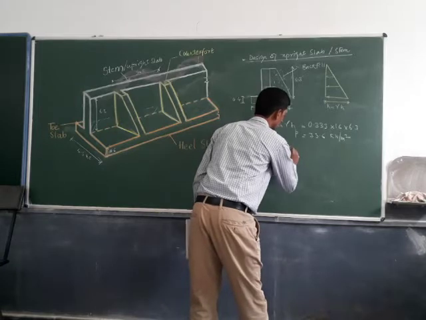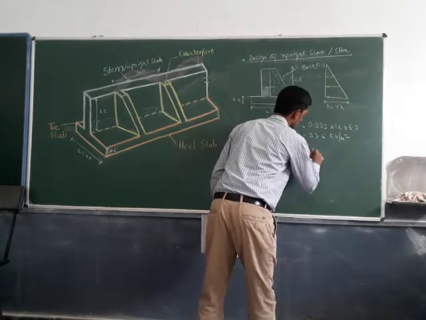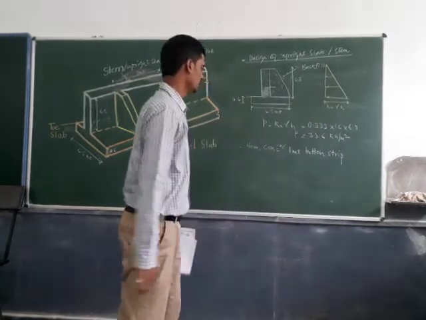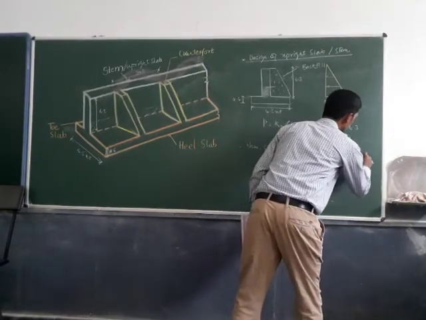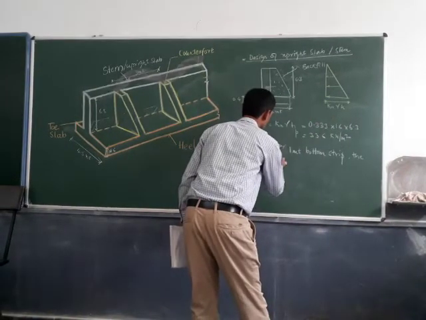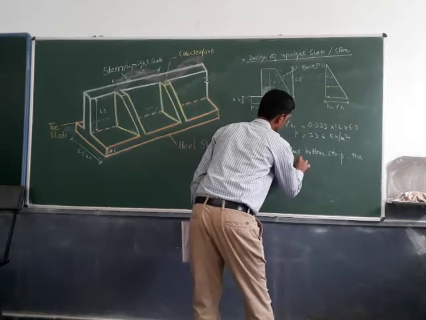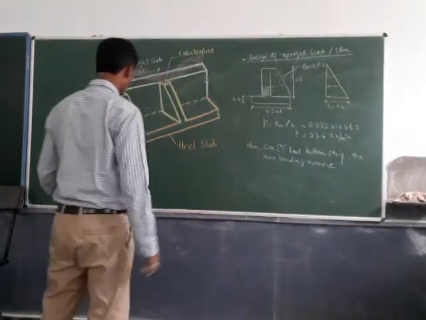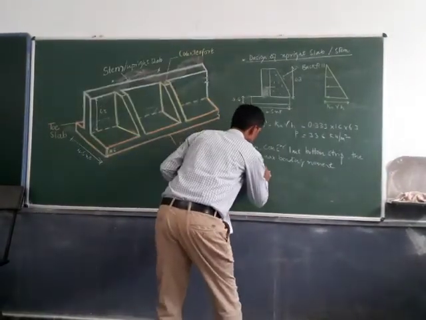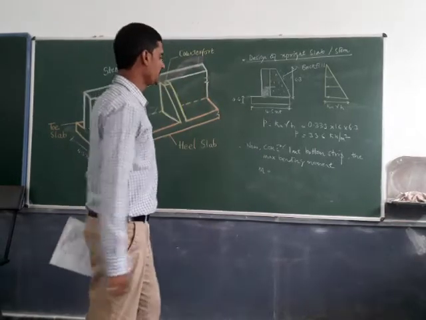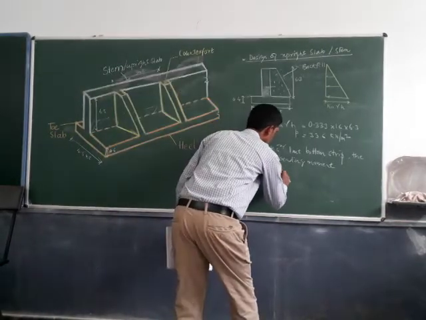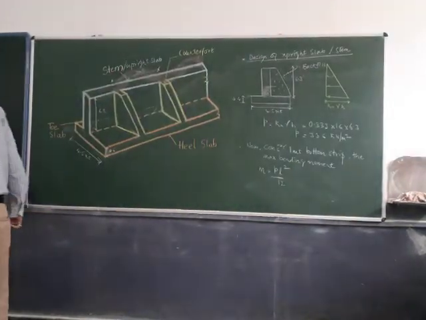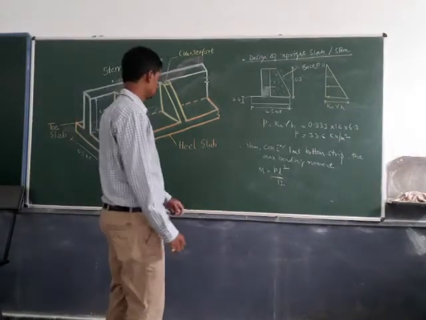Considering the 1 meter bottom strip, the maximum bending moment M will be P into L square by 12. P L square by 12. So why should it be P L square by 12?